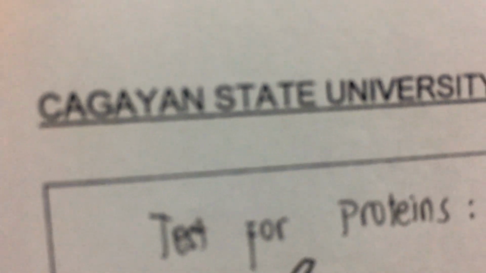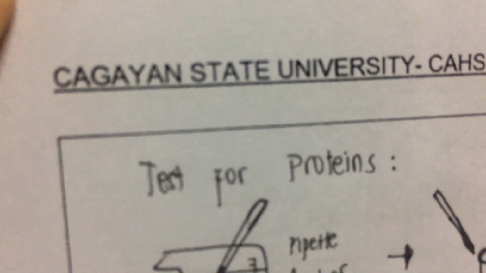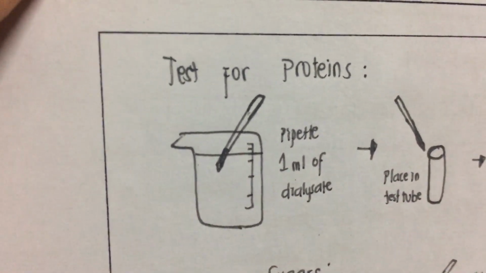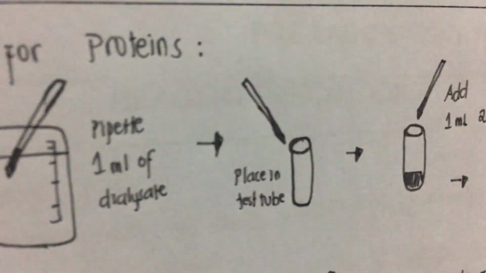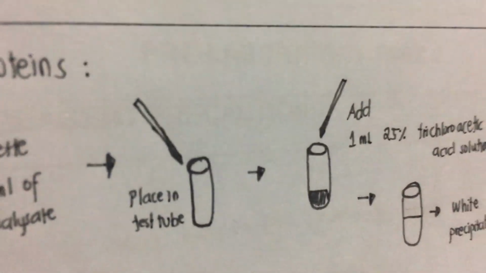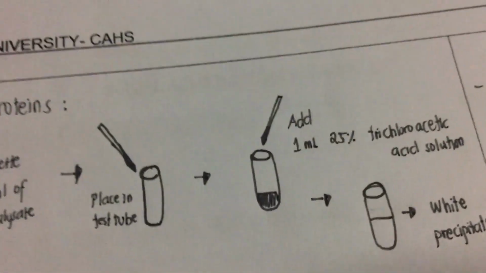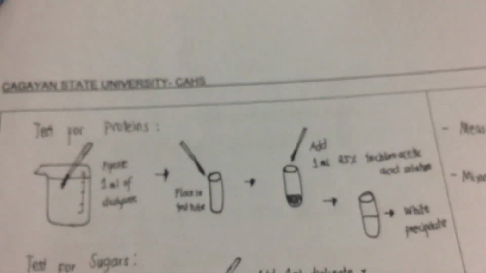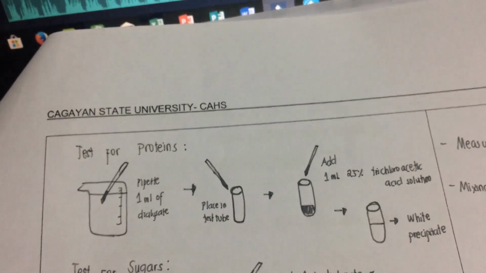For protein testing, pipette 1 ml of the dialysate and place it in a test tube. Then, add 1 ml of 25% trichloroacetic acid solution. The presence of white precipitate or turbidity will appear if proteins are present.